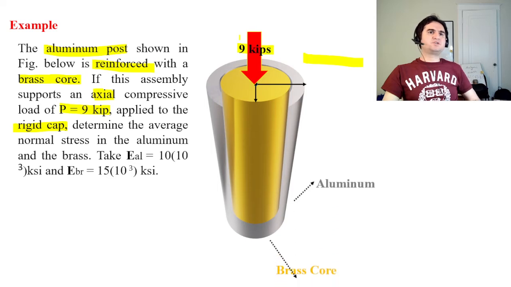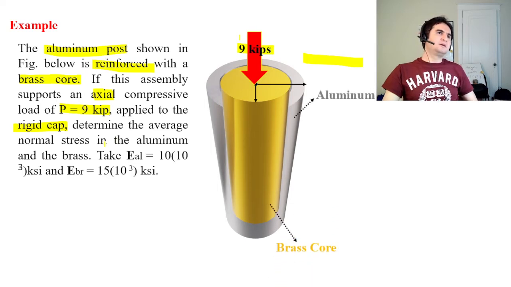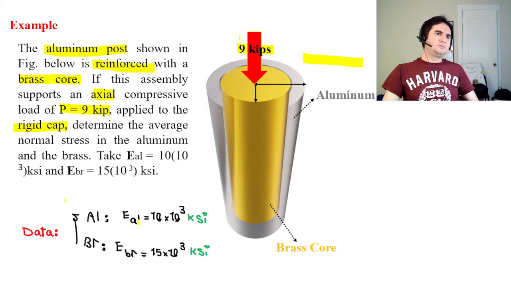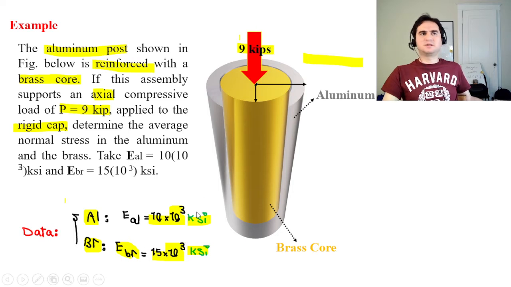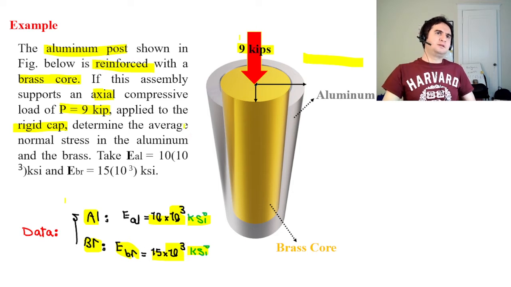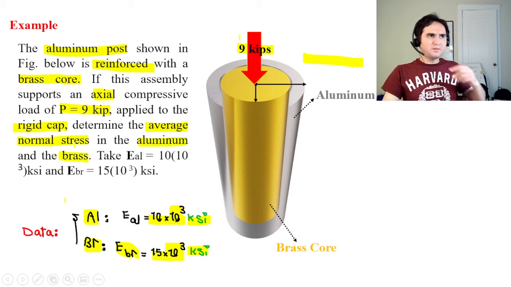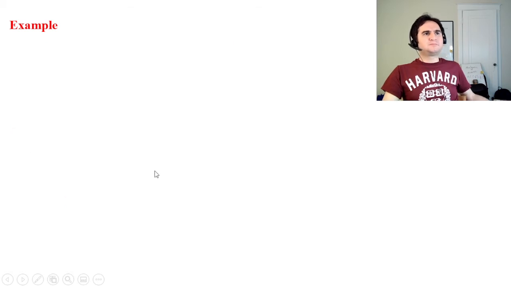If the specification of the material is provided, we know the modulus of elasticity for aluminum is 10 times 10 cubed ksi, and the modulus of elasticity of brass is provided to be 15 times 10 cubed ksi. We want to know what the average normal stresses are in both materials. Let's approach the problem.